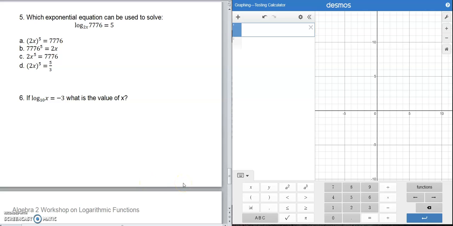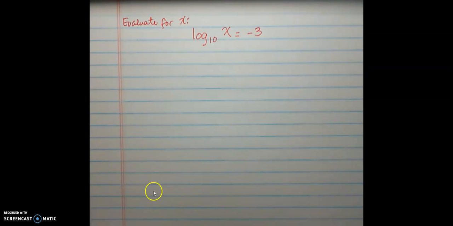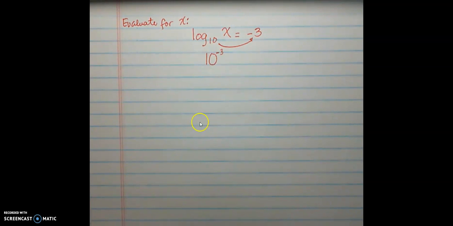Question number 6. If log base 10 of x equals negative 3, what is the value of x? Let's go ahead and do this by hand. So once again, the 10 is going to be the base of your exponent, this is going to be the power, and this will be the answer. So 10 to the power of negative 3 equals x.